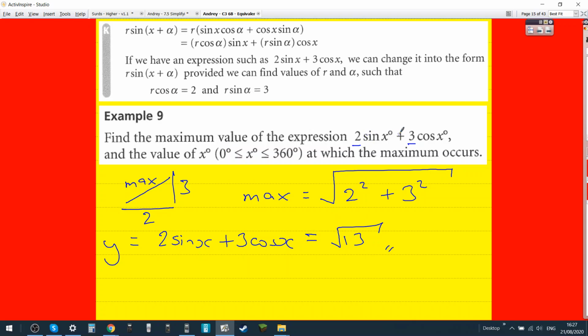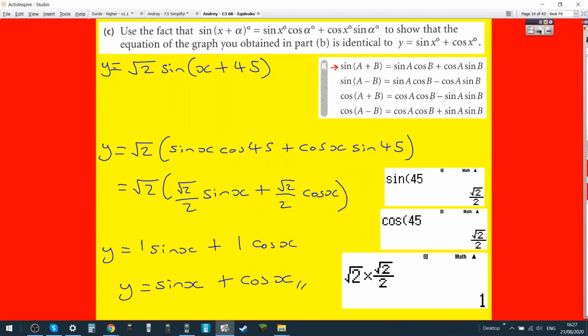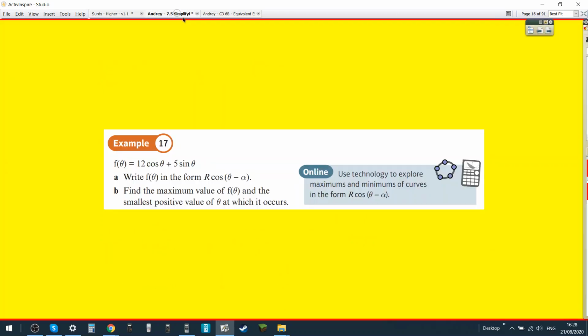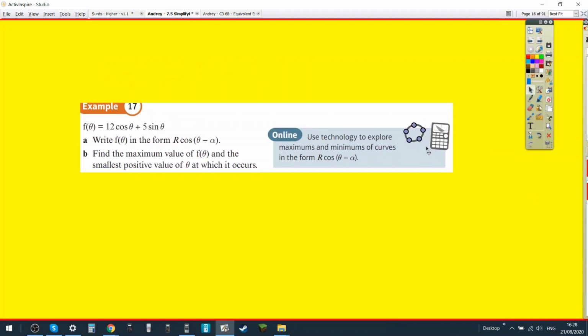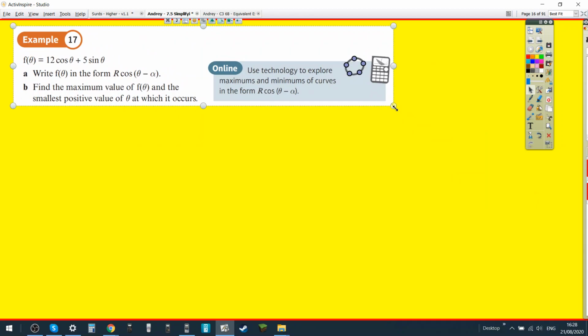So we have 2 sine x plus 3 cos x. We wrote that as... no, we didn't. All right, we'll just start fresh with this one then. Okay, how about this one?